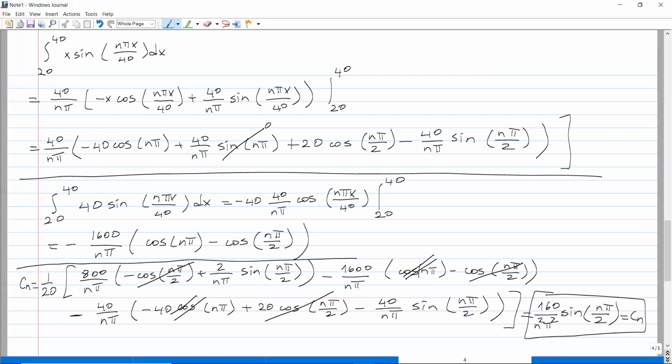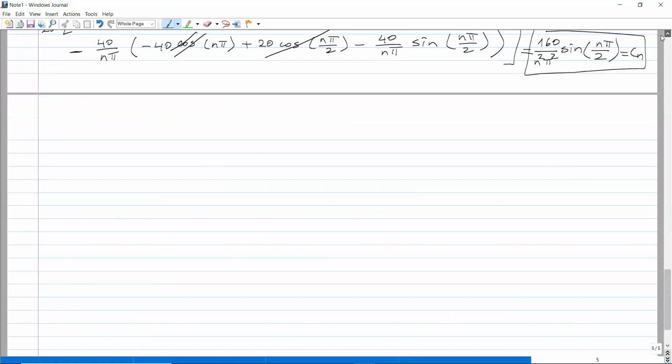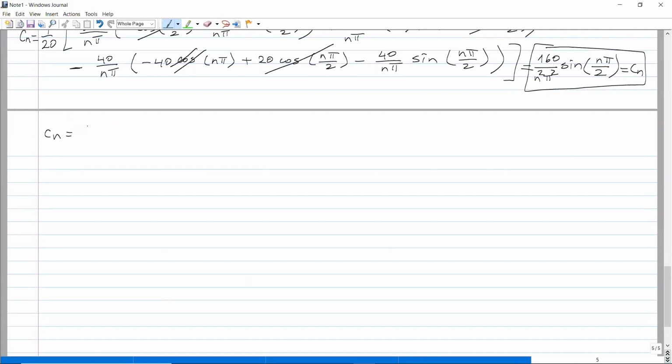So after all this long computation, Cn comes out to be this simple expression. Okay, so what is sine of n pi over 2? That depends on n, of course. Now we can analyze this further. So let me rewrite Cn. So Cn is 160 over n squared pi squared sine n pi over 2.